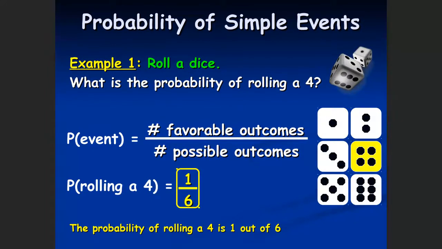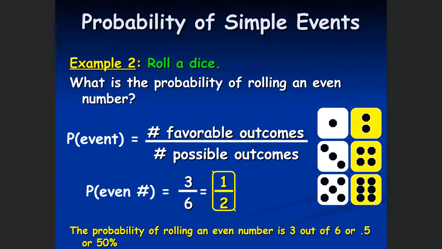Probability of a simple event. Example, roll a dice. What is the probability of rolling a 4? Well, number of favorable outcomes, there's only 1. Possible outcomes, there's 6. So the probability would be 1/6. Example 2, what is the probability of rolling an even number? Well, on a dice, you've got 2, 4, 6, so there's 3 of them. So the favorable outcomes would be 3 out of 6, or 1/2.